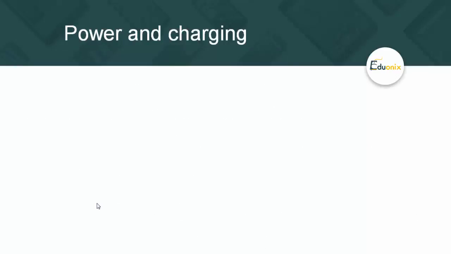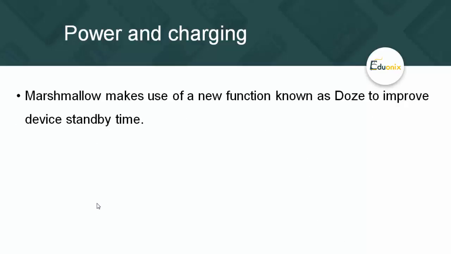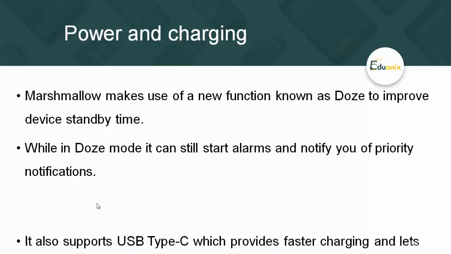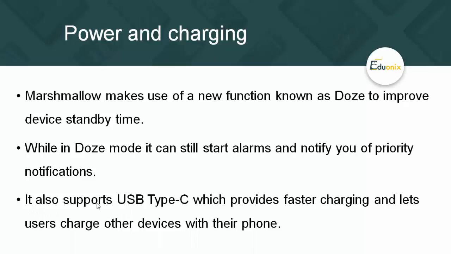Android M makes use of a new function known as doze to improve device standby time. By using motion detectors, Android will recognize when devices haven't been interacted with for a while, such as when a person is asleep or a device has been left on a table, to reduce background processing. Google tested two Nexus 9 devices, one running Lollipop and one running the Marshmallow preview, and found that Marshmallow will provide twice as much standby time. While in doze mode, it can still start alarms and notify you of priority notifications. It also supports USB Type-C, which provides faster charging and lets users charge other devices with their phone.